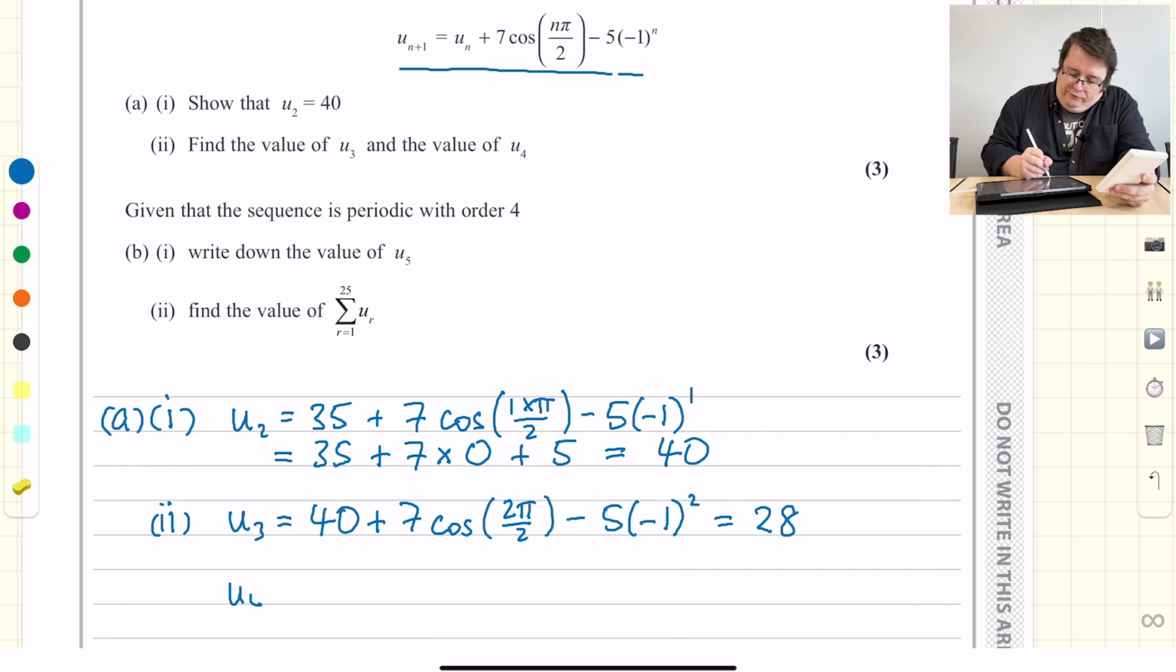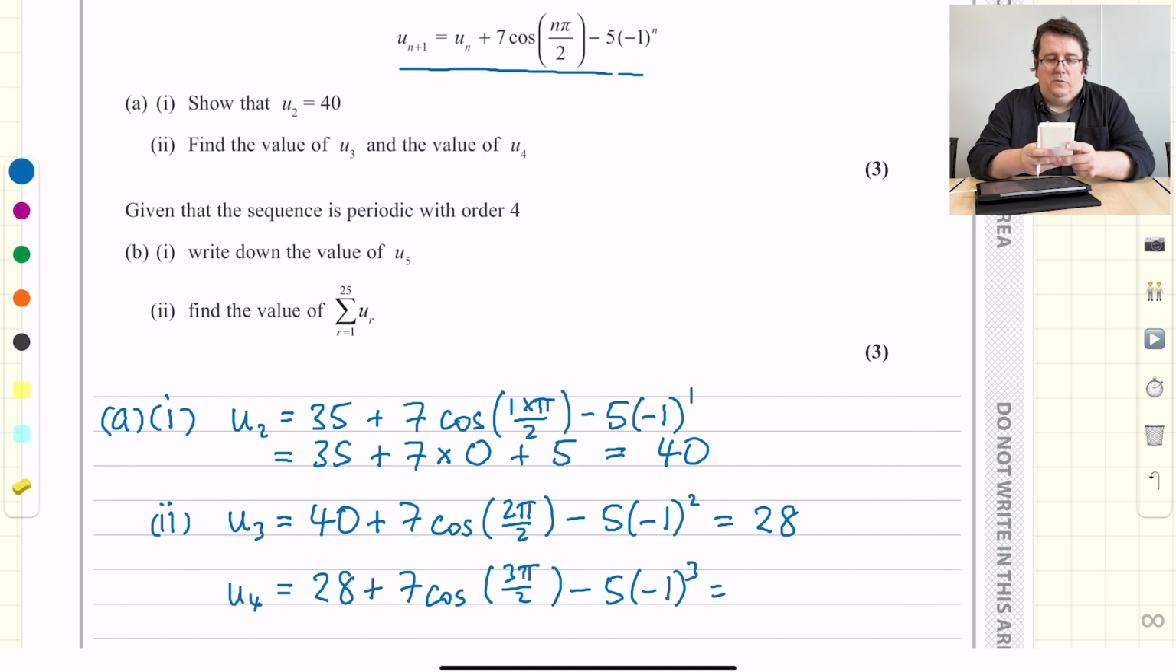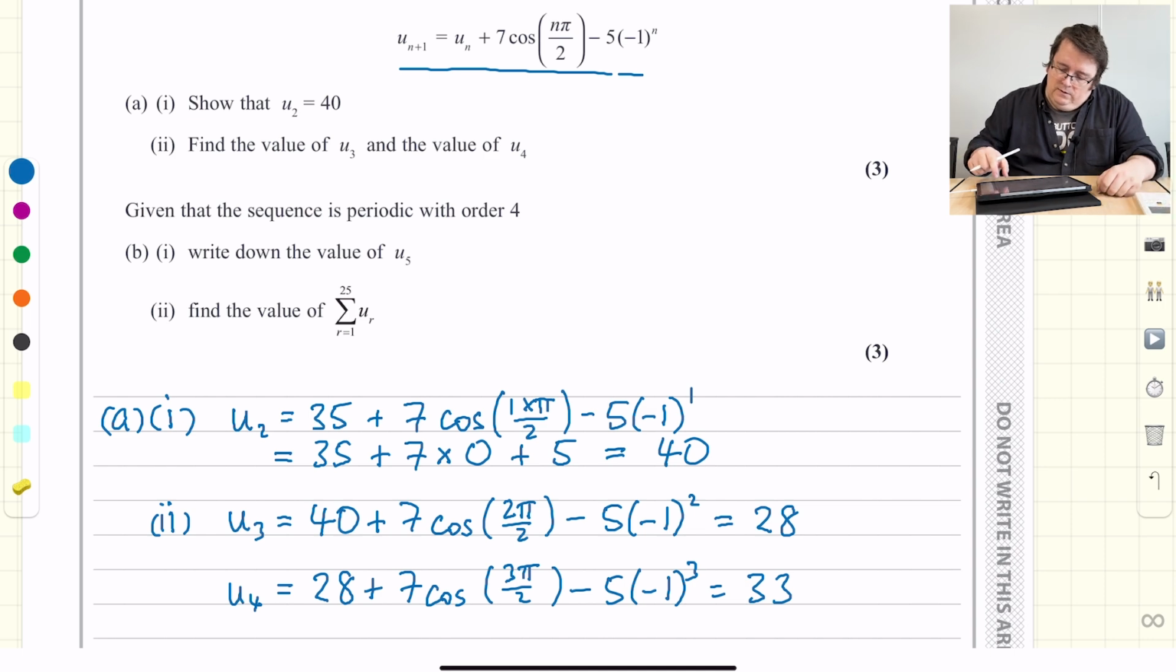And then u4 will be 28 plus 7 cosine of 3 pi over 2, take away 5 lots of minus 1 cubed. So 28 plus 7 lots of cosine of 3 pi over 2, take away 5 lots of minus 1 cubed, and that's 33.